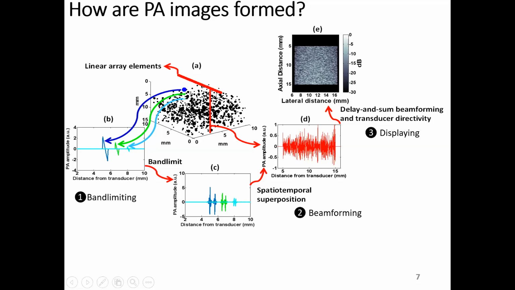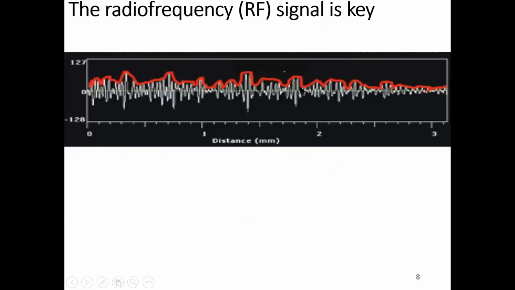And of course, because we have typically multiple linear array elements in our transducers, if we perform delay and sum beamforming and account for the directivity of these transducers, you end up with an image that is shown here in panel E. Now, what I want to emphasize, as alluded by the title of my talk, is the radio frequency signals. And the radio frequency, or RF signals, as I'll be referring to them hereafter, is key to the type of analysis that we are performing.